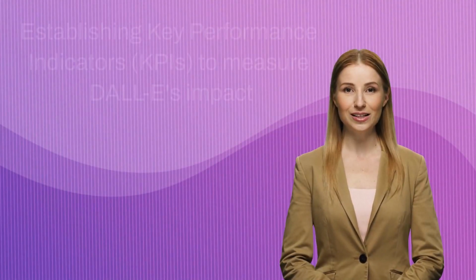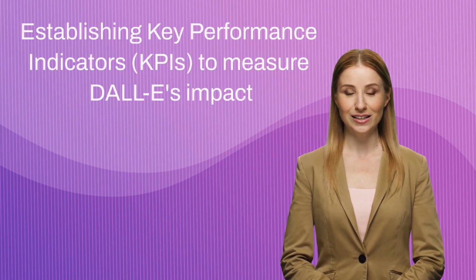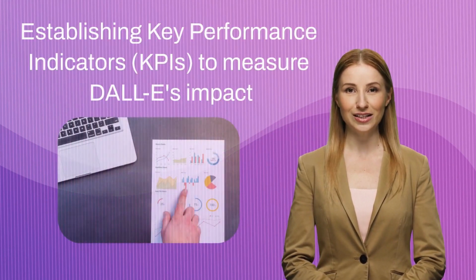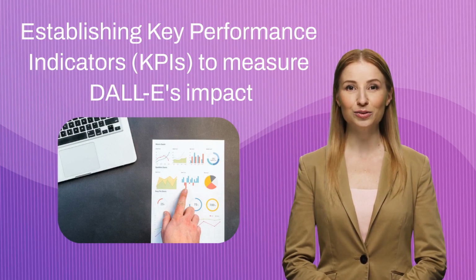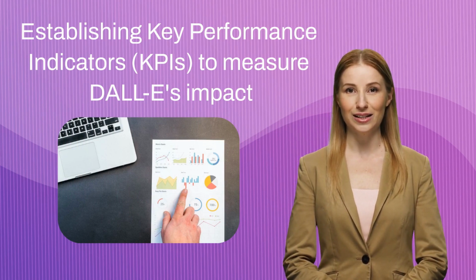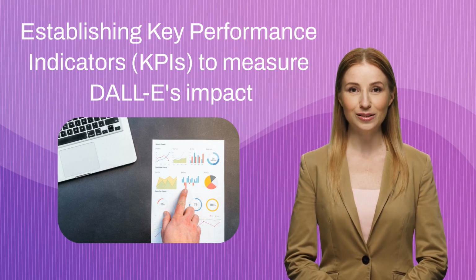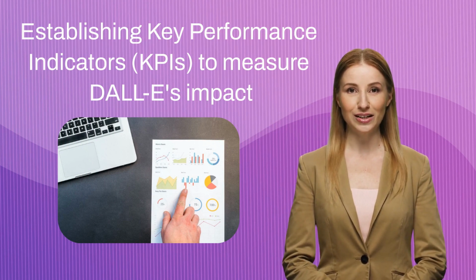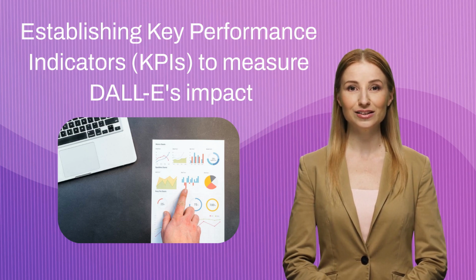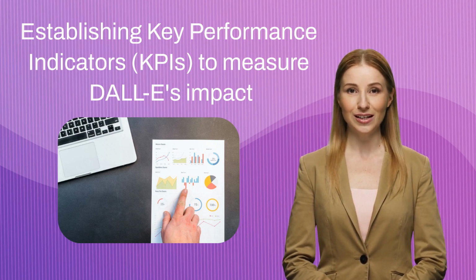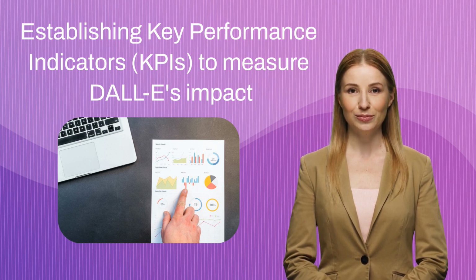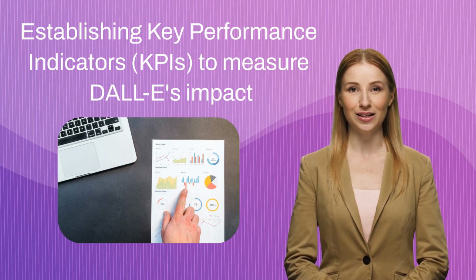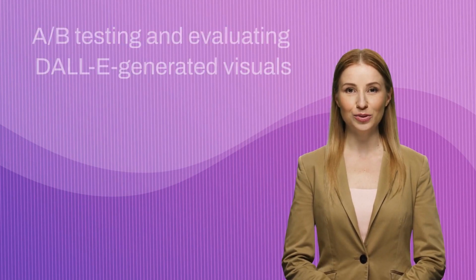Establishing key performance indicators, KPIs, to measure DALL-E's impact. To gauge the effectiveness of your DALL-E visuals, it's essential to establish relevant KPIs that align with your marketing objectives. Examples of KPIs include engagement metrics, likes, shares, comments, click-through rates, conversion rates, and time spent on page. By tracking these KPIs, you can assess the performance of your DALL-E images and make data-driven decisions to enhance your marketing campaigns.